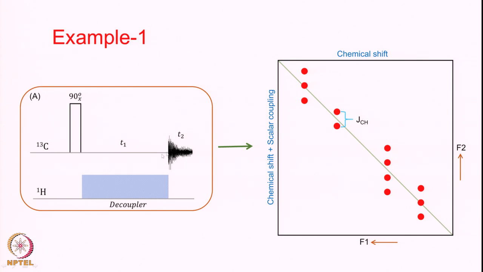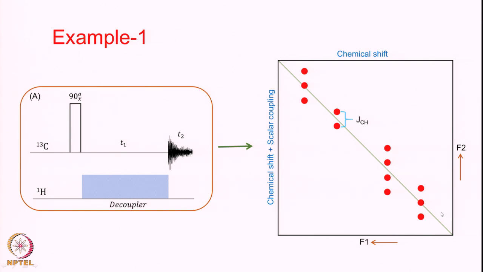So when you do a 2-dimensional experiment and do 2-dimensional Fourier transformation, the spectrum will look like this. This is my F1 dimension here; here of course we have represented the F1 in a different way. Conventionally we had written this as the F2 dimension, this as the F1 dimension, but that does not matter, you can choose whichever way you want. So we have put here as F1 and here as F2.